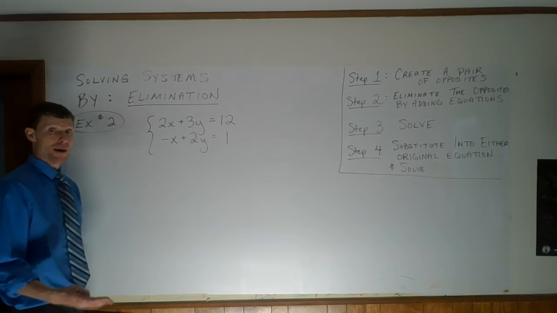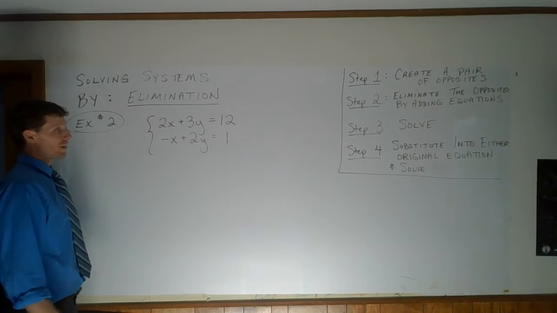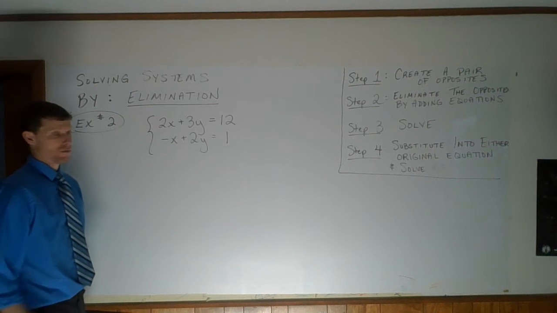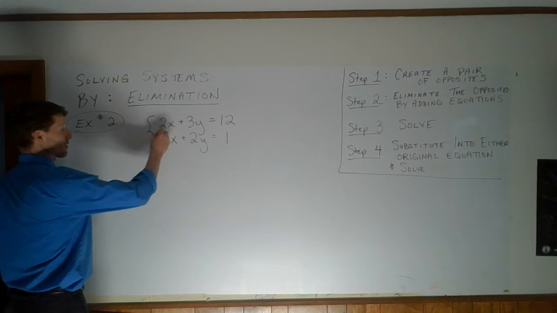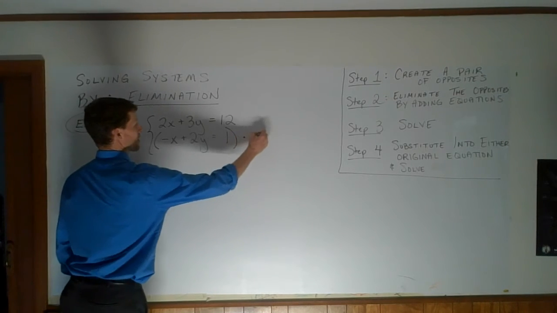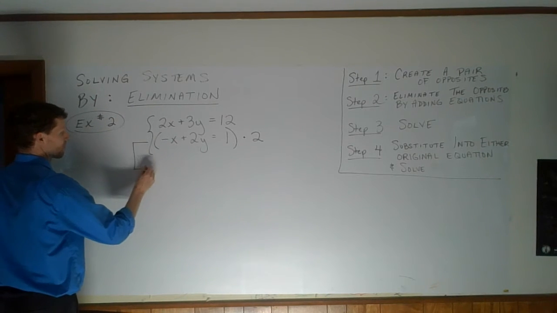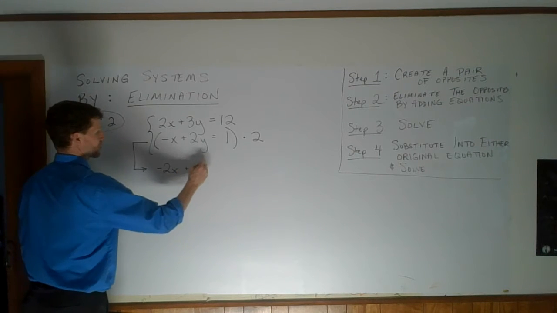Making this decision is probably the hardest part of doing elimination. It's going to be kind of tricky to turn a 2 and a 3 into opposites. But a negative 1 and a 2, we can make those opposites by multiplying the second equation by 2. If I multiply this equation by 2, I get negative 2x plus 2y.